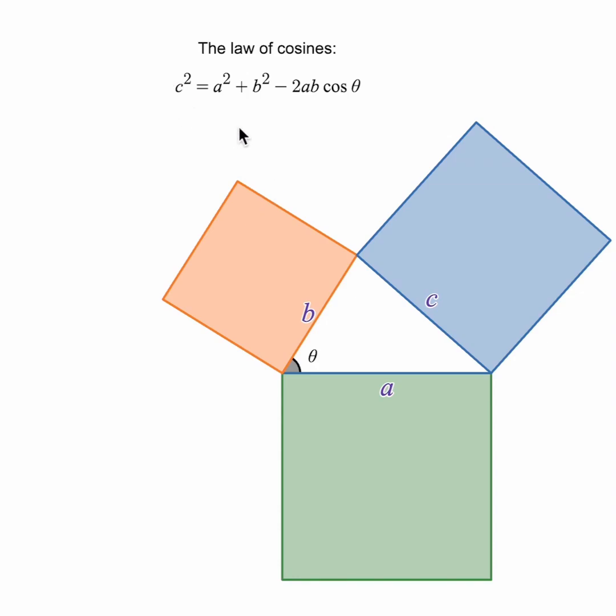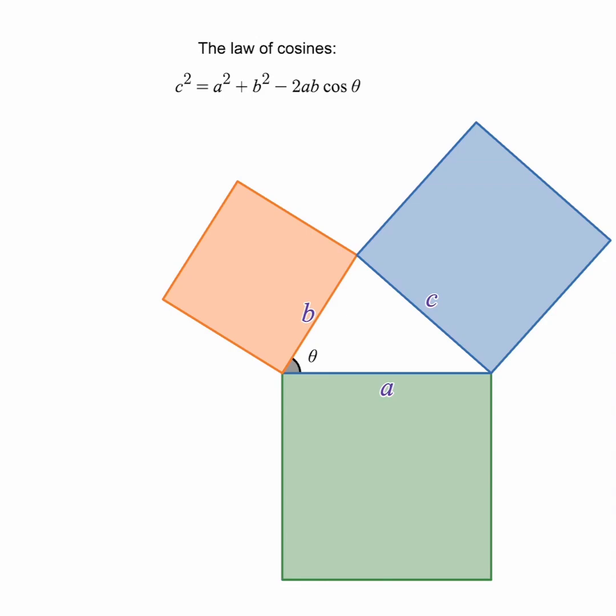So you've got c squared, that's the square on this side here, is equal to the sum of the squares on the other two sides, so a squared plus b squared. It's just like Pythagoras so far. But this is not a right angle, so you have this extra corrective term that you have to subtract, minus 2ab cos theta, where theta is the angle that's opposite this side c.